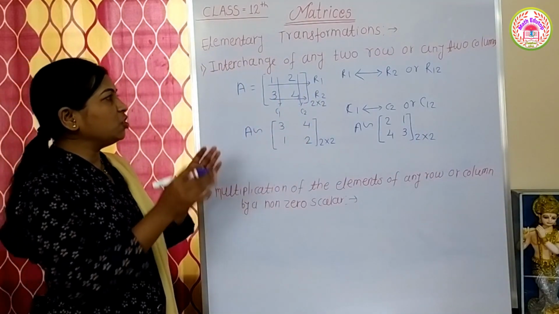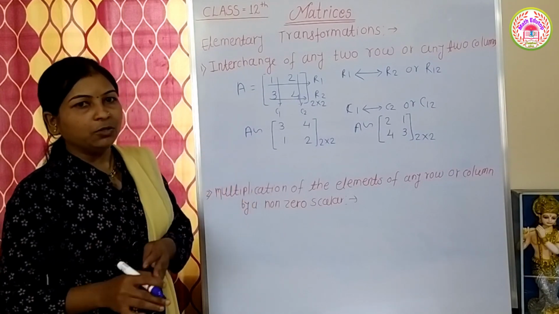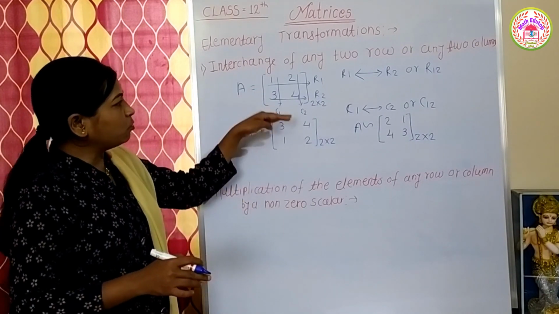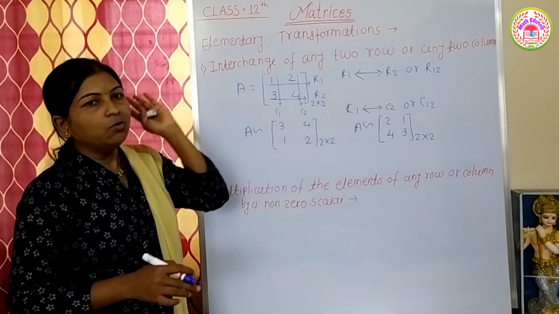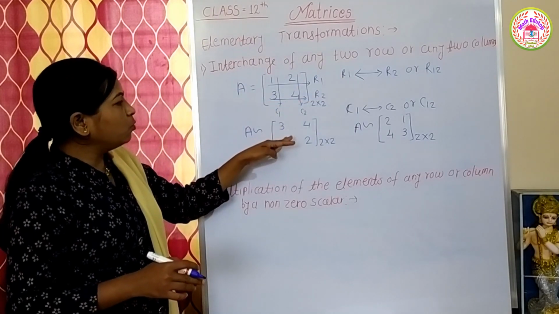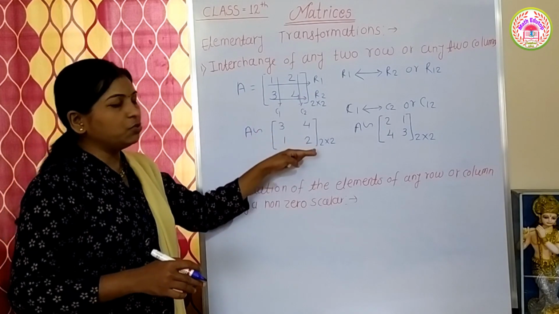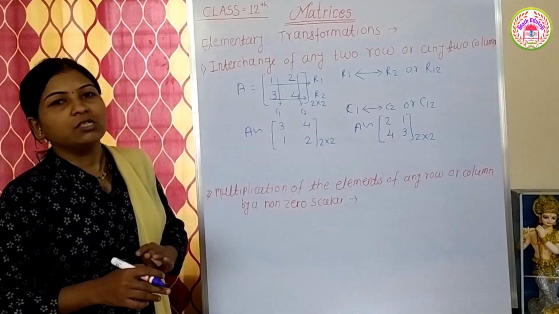Means the interchange of any two rows or any two columns. R1 ke element R2 se change hote, R2 ke R1 se change hote. That is interchange of two rows or interchange of two columns. So C1 column ke element C2 se change hote or C2 ke C1 se change hote.